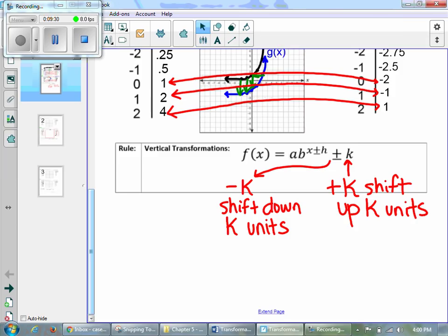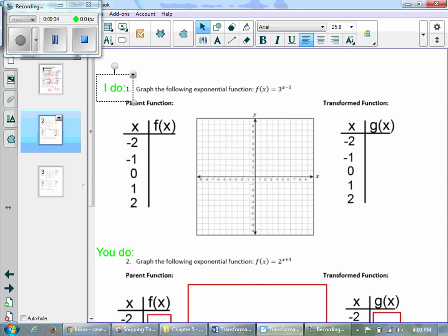Let's try the horizontal transformation on page 2. I'm going to do number 1, and you are going to do number 2. I'm going to pause the video for a second and fill in both of the tables, just to make this process go a little bit faster. I'm also going to create both of the graphs in different colors, and I will label the graphs.